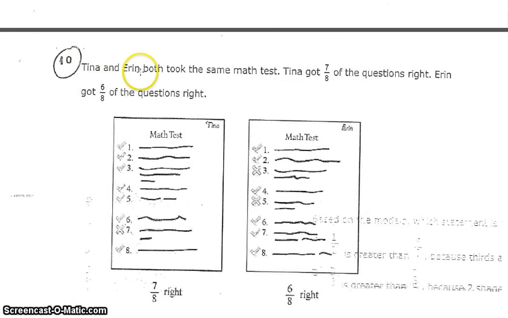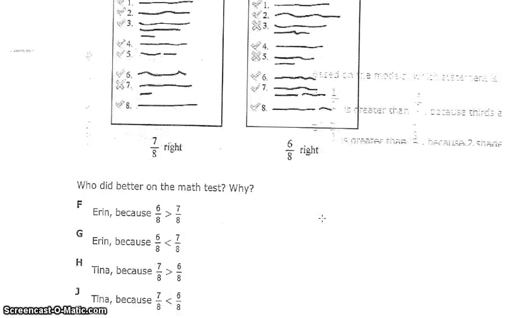Question 10. Tina and Aaron both took the same math test. Tina got 7 out of 8 of the questions right. Aaron got 6 out of 8 of the questions right. Who did better on the math test and why?